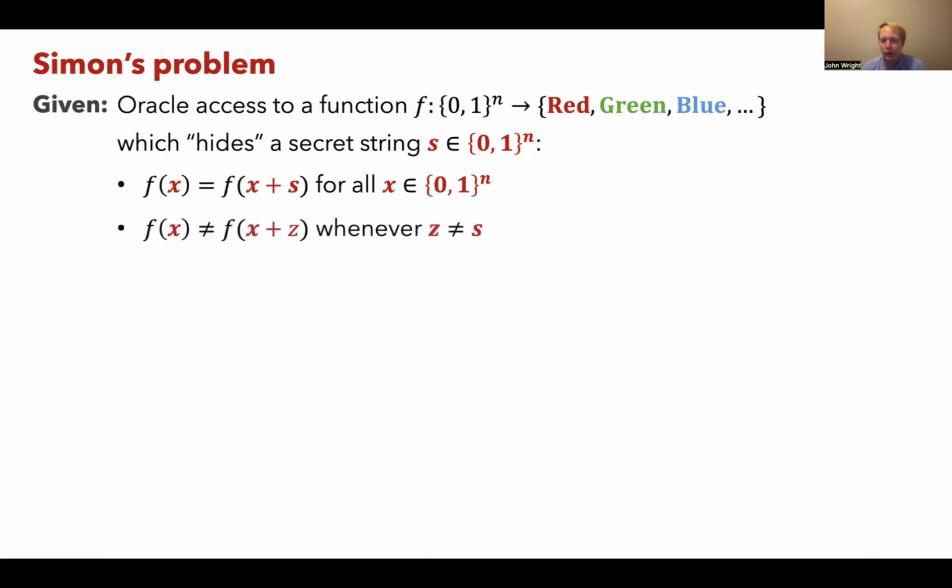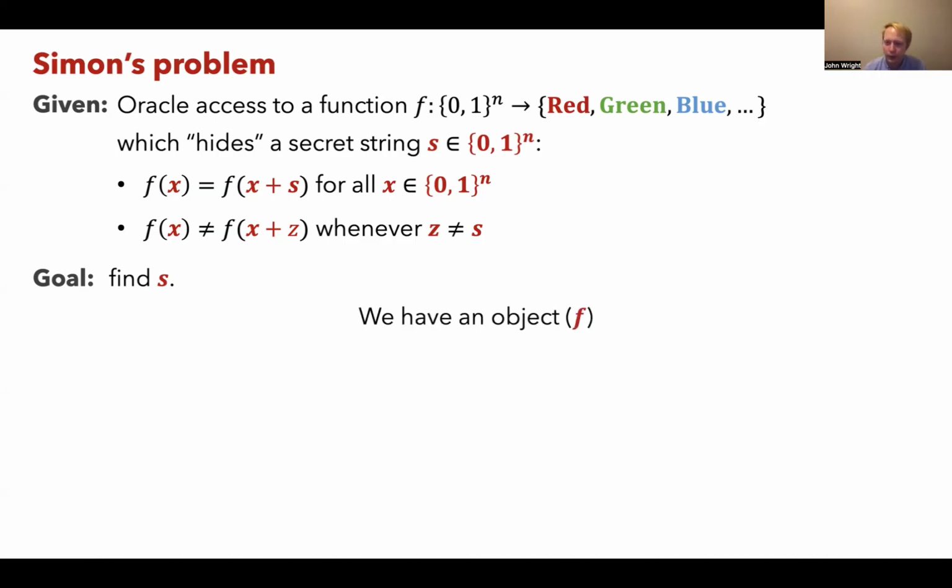On the other hand, f of x and f of x plus z are never going to be equal to each other if z is a shift by any amount that isn't equal to s. Okay. So if I shift my function by s, it preserves the color. If I shift by anything else, it changes the color. That's what it means to hide the secret string s. And here your goal is to find the secret string s.